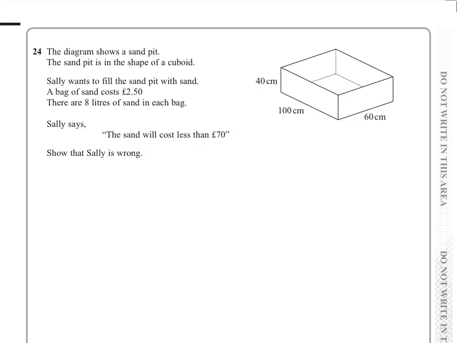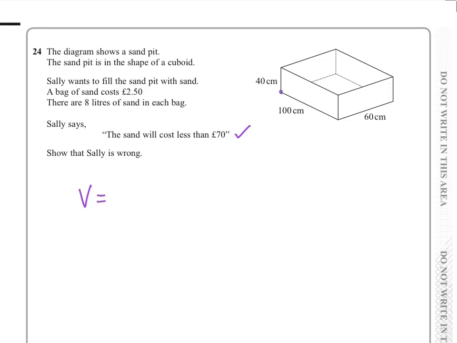Question 24. The diagram shows a sand pit, and it's in the shape of a cuboid. And you've got to work out whether it's going to cost more than £70 or less than £70. And then we have to test to see whether what Sally said is correct or not. So I think the first thing we should do is work out the total volume in litres of the cuboid.